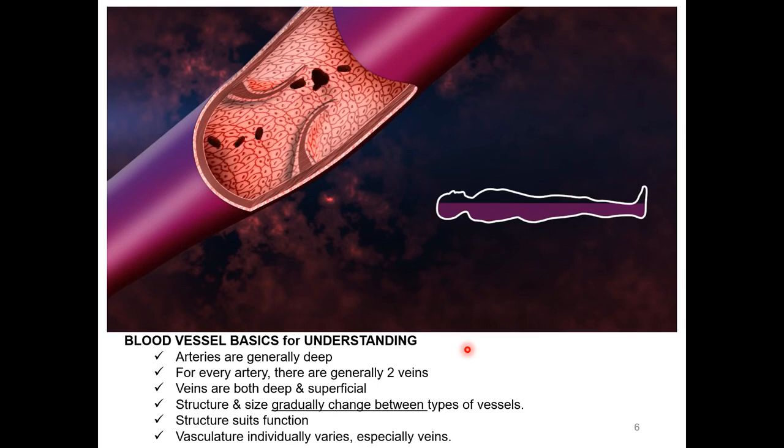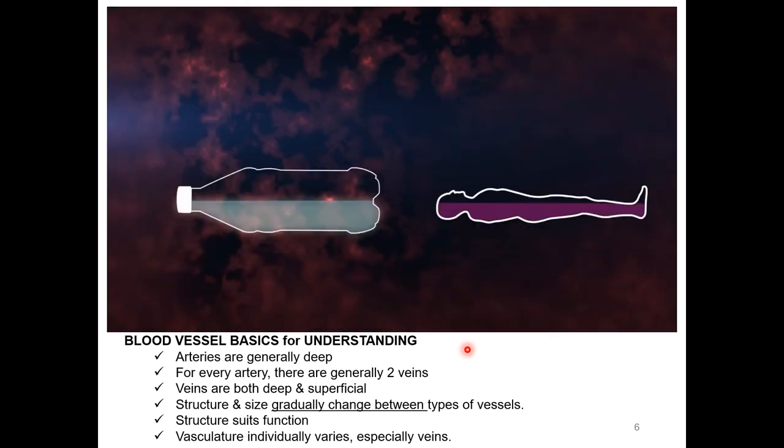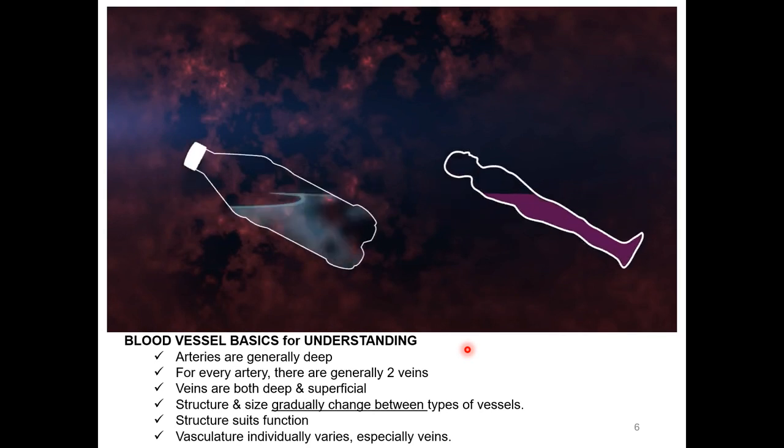The body's laying flat, blood flows back to the heart evenly, and you can see there's not much need for those valves. Now let's remove those valves, and you'll see the blood continues to flow. So why do we need these valves? First, let's look at a container of water laying flat, and if you stand it upright, the fluid will fall to the bottom due to gravity.